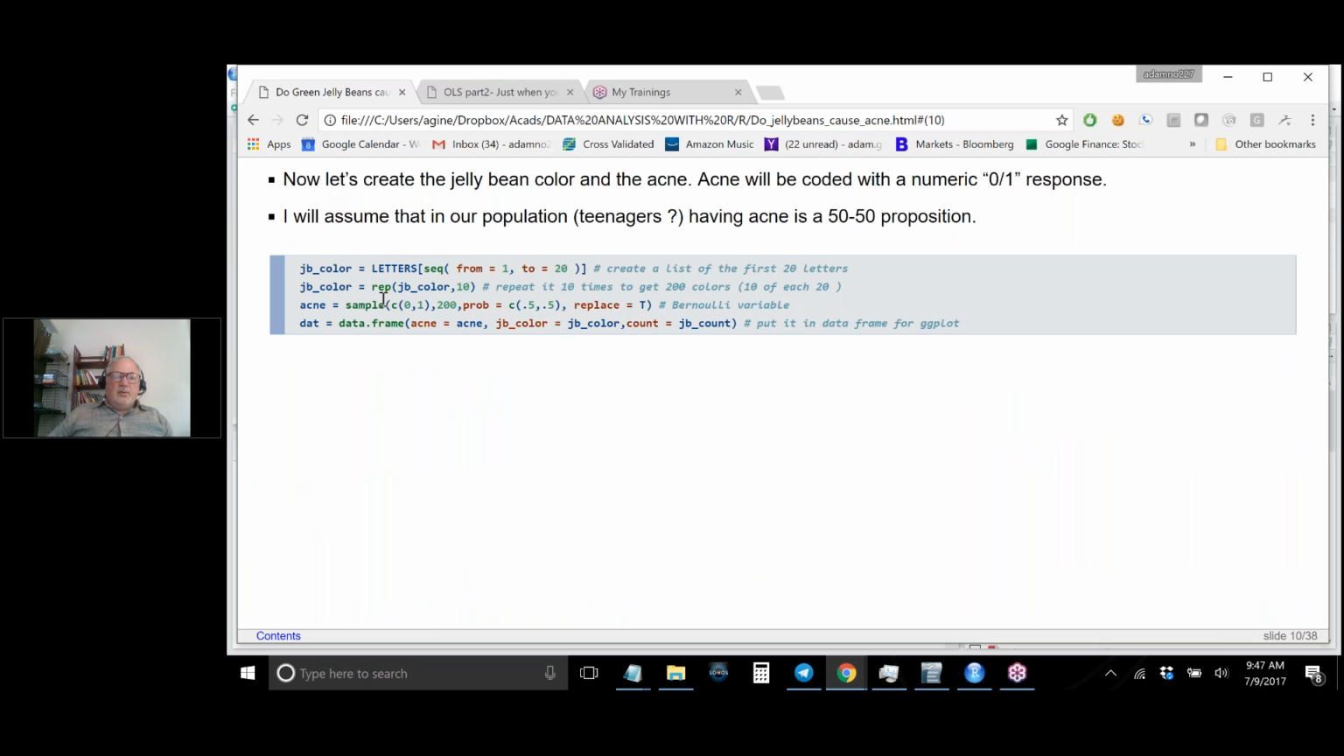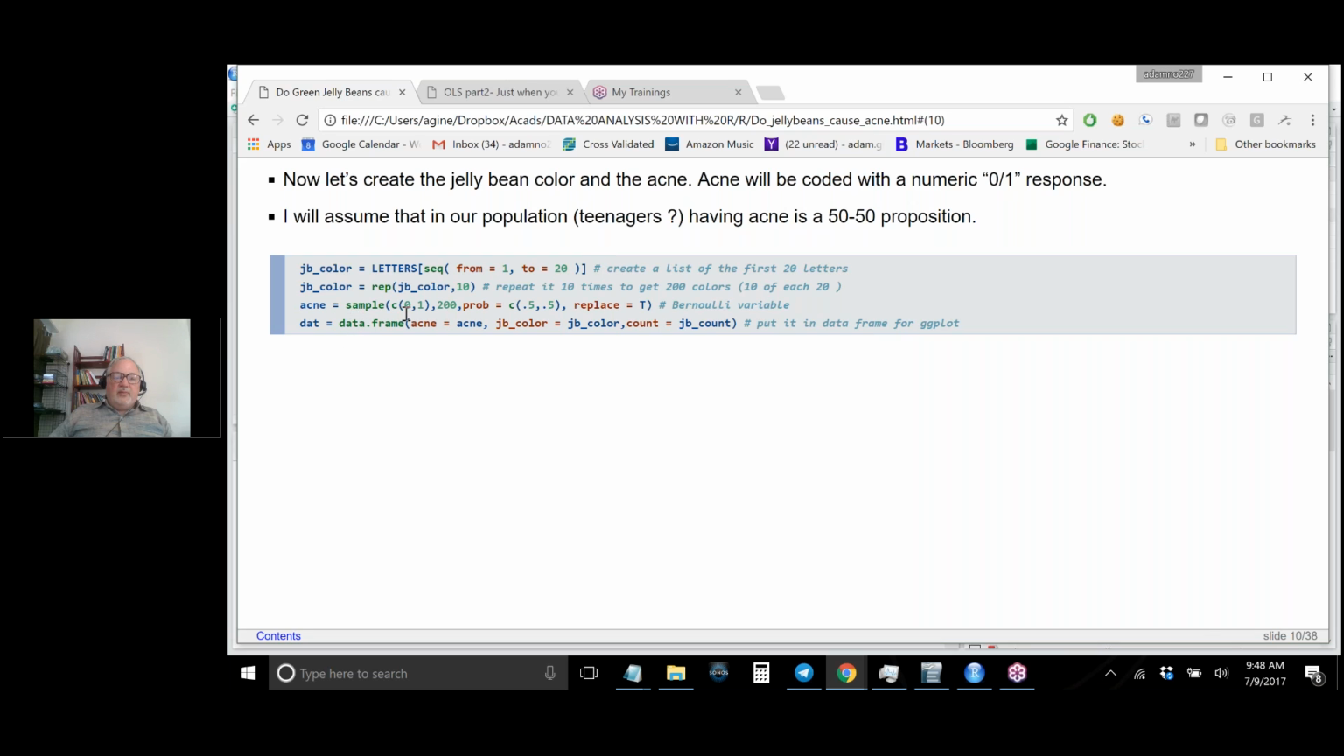Okay. So I create the letters 1 through 20, and I repeat that 10 times. So I'm just going to have A through T 20 times. T would be the color turquoise. And acne, whether you have acne or not, I'm going to assume that it's a 50-50 proposition. As I say, I will assume that in our population, perhaps teenagers getting acne is 50-50.